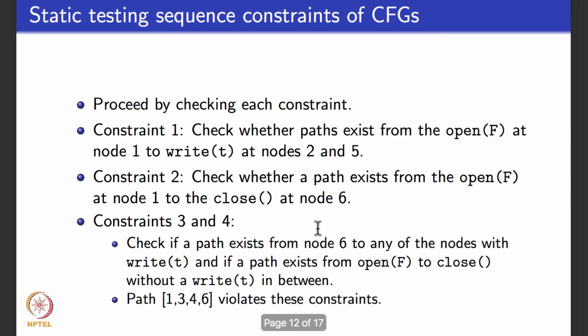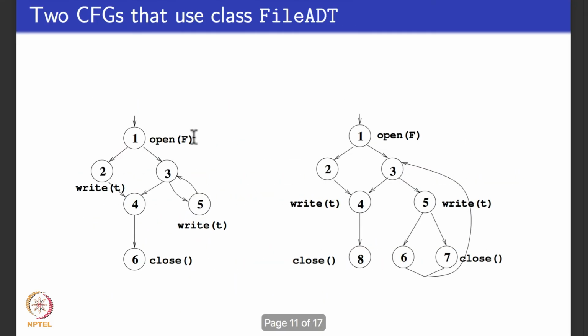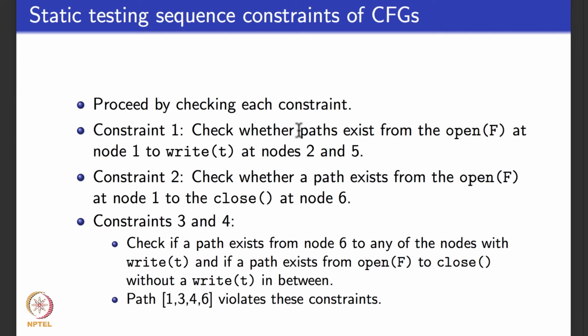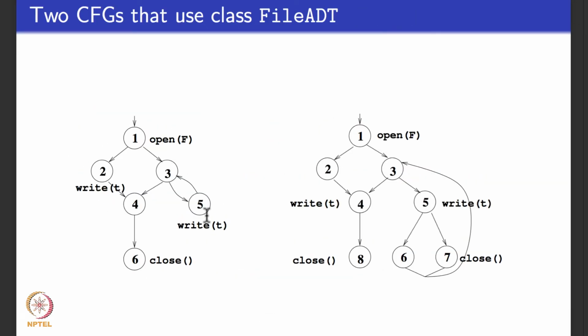Right? So for constraint 1, we check if there is a path from an open to a write. Where is open here? I am focusing only on the CFG on the left hand side for the purposes of this. Open is at node 1. There are writes at node 2 and node 5. So for the first constraint, I check whether there is a path from the open at node 1 to writes at node 2 and node 5. It so happens that there are. So we are doing fine as far as the first sequencing constraint is concerned.